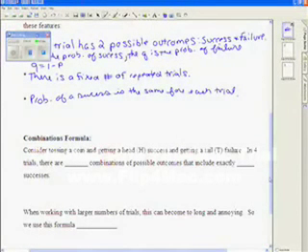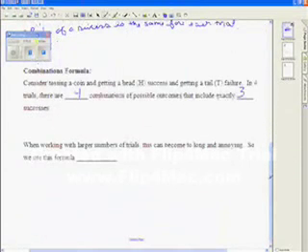Okay, so when we use combination formulas, we're going to consider tossing a coin and getting a head, and we're going to call that a success. Heads is a success, and we'll say T for failure, tails. So on 4 trials, how many combinations do you think there are? 4. Good. 4 combinations of possible outcomes that include exactly 3 successes. This is something that's going to be given to us. Is that already done? Yeah, it's already given.